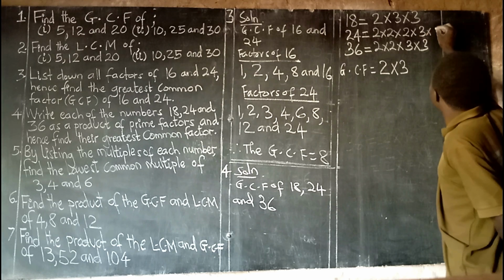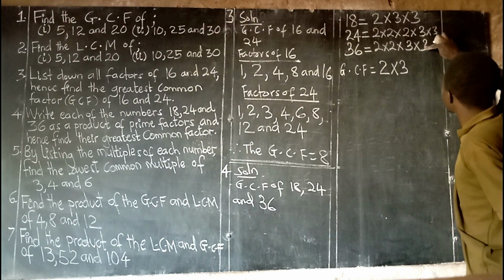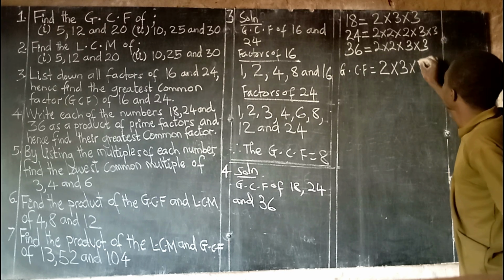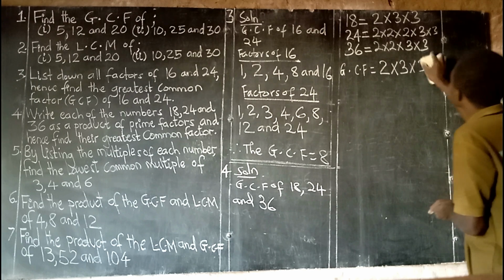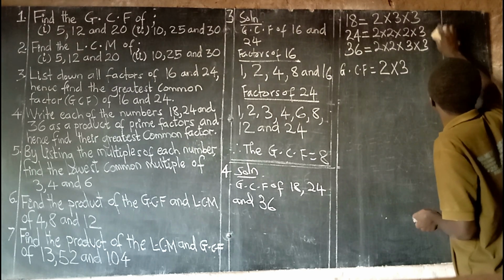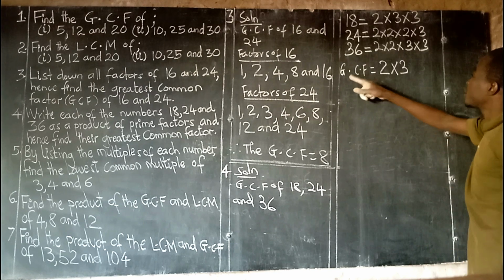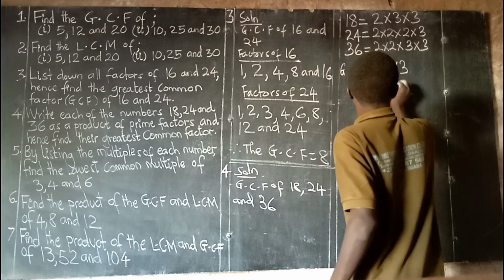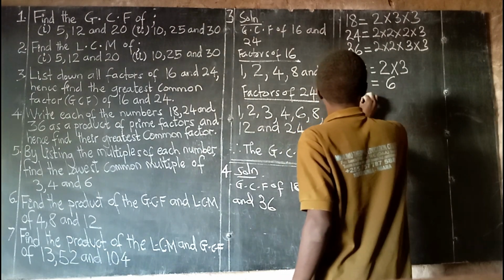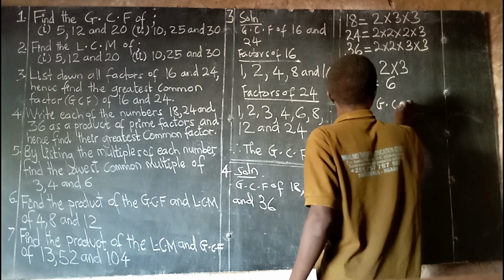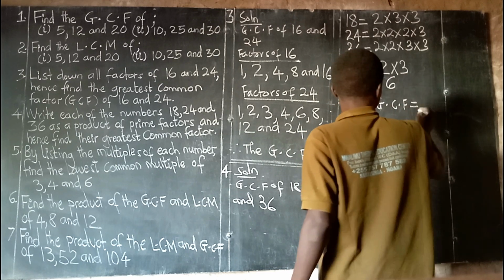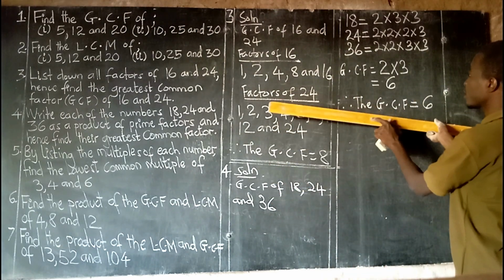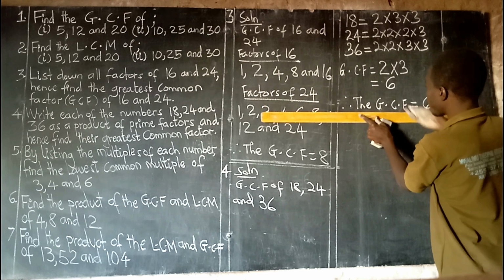If we could have a second 3 here, and a second 3 here, and a second 3 here, we could multiply again by 3, but we don't have a second 3 which is common. So here our GCF will be equal to 2 times 3. 2 times 3 is equal to 6. So the greatest common factor for the 3 numbers will be equal to 6. And this will be the answer for question number 4.